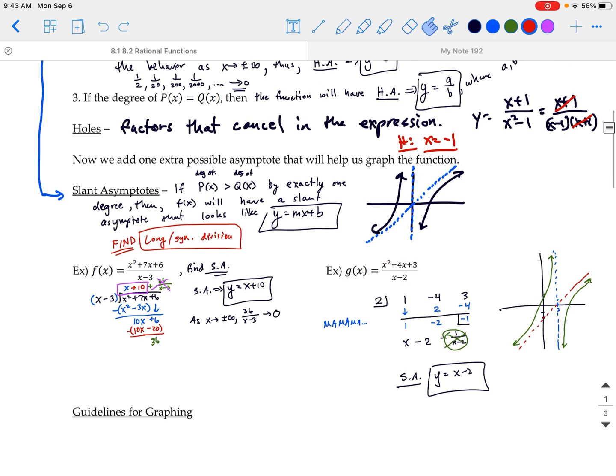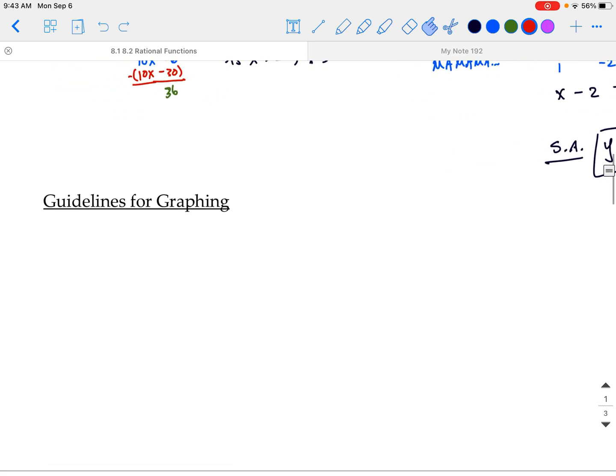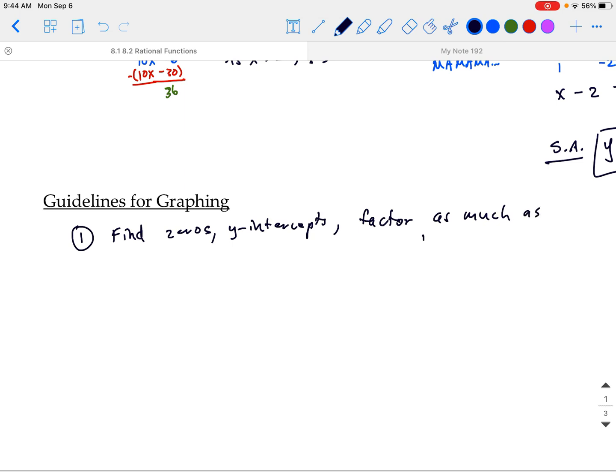So that really covers the basics of what we're going to be doing. Now is going to be actually getting into the graphing. Our guidelines for graphing are going to be as follows. First, we want to find zeros, y-intercepts, and factor as much as possible.